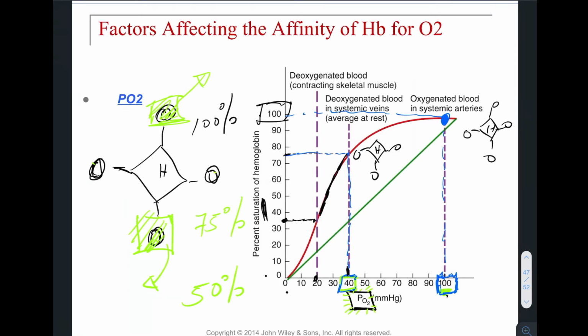So what's cool about this is that as long as you're hanging out in this zone right here, which is the normal physiological zone, then you should always be pretty oxygenated, right? Your arterial blood should be at pretty much 100 percent saturation, and your venous blue blood should be at about 75. So you're pretty oxygenated. It's only when you dip below those values that you start seeing problems with oxygen levels in the blood.